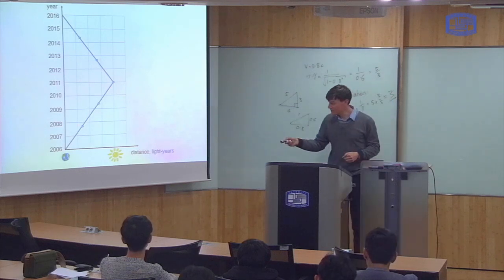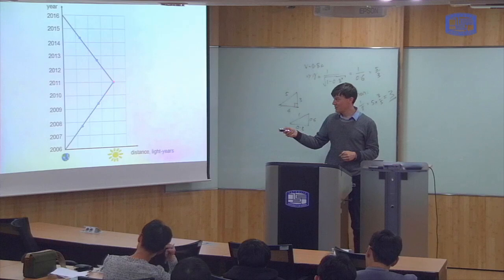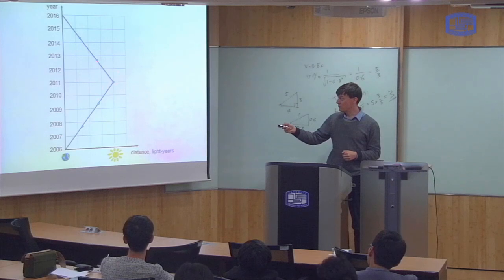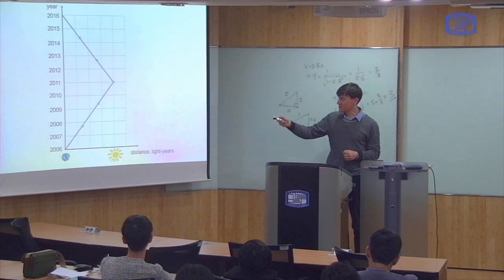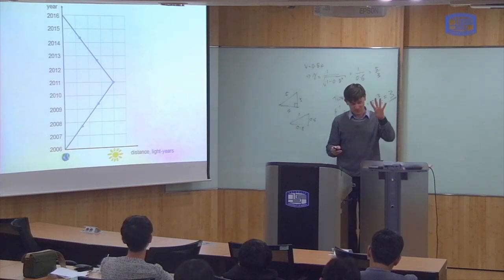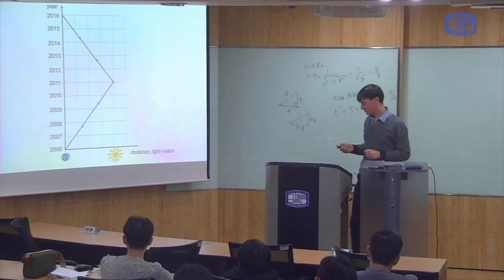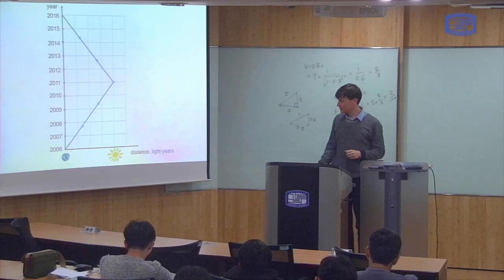Okay, so 3 years going out and 3 years coming back. These blue dots here on the diagram are the years as measured by the guy in the rocket: 1 year, 2 years, 3 years, 4 years, 5 years, 6 years. So the Earth twin thinks it takes 10 years, the rocket twin thinks it takes 6 years. So there's a 4 year difference when they get back.